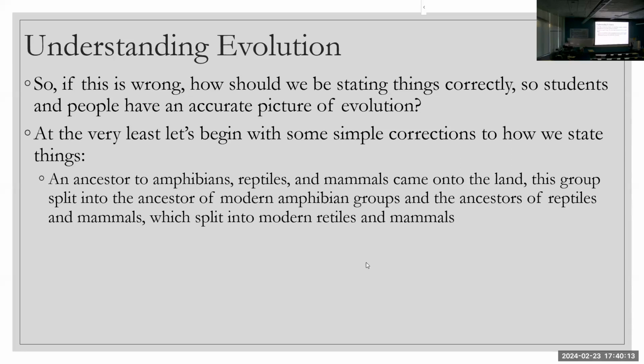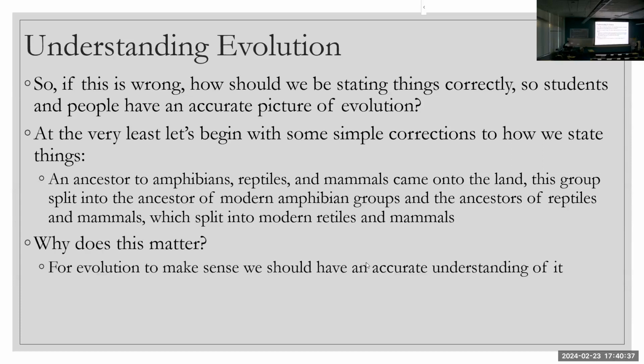So instead of saying you have amphibians, reptiles, mammals, I think a more accurate statement would be something like: the ancestor to amphibians, reptiles, and mammals came onto land. This group split into modern amphibians and the ancestors of reptiles and mammals, which themselves split into modern reptiles and mammals.